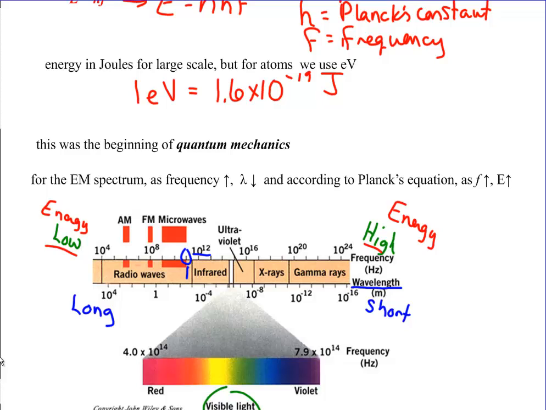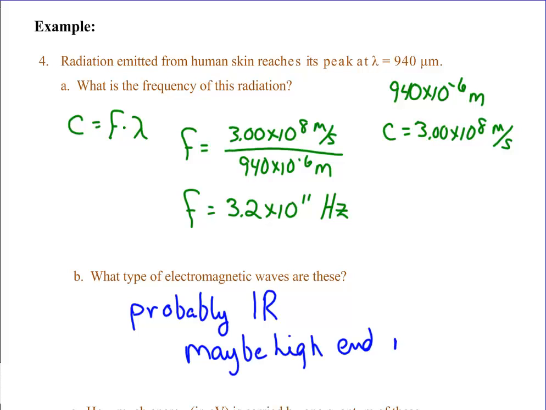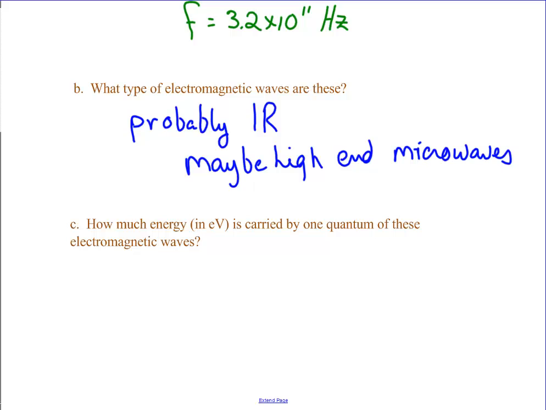So we could say high-end microwave or low-end infrared. We're going to say probably infrared, maybe high-end microwaves. Can't really do better than that. That's close enough for us. Now, how much energy in electron volts is carried by one quantum of these waves? So I need to get to energy.